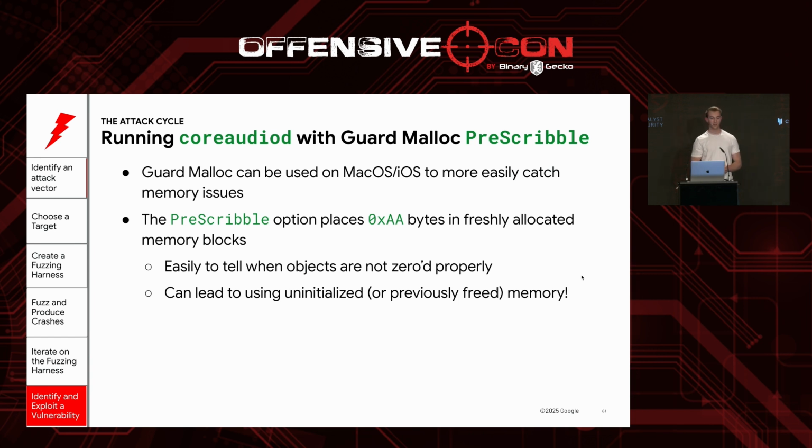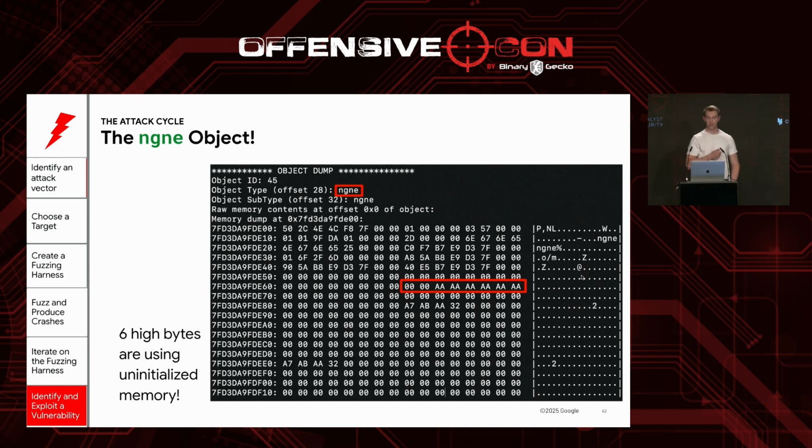So with Yvonne's advice, I ran CoreAudioD with Apple's Guard Malloc, which is a library similar to ASAN that provides some memory debugging functionality. You can set specific options like pre-scribble, which places AA bytes in freshly allocated memory. So you can see when objects are not zeroed properly, and maybe they're making assumptions about the memory that's being used. This can lead to them using uninitialized or previously freed memory, and then you can easily see that. We thought this could be an interesting vector to look at here. So I ran Guard Malloc with this pre-scribble bit set, and immediately this engine object looked really interesting because there were a bunch of A's at offset 68. So I thought, okay, maybe this is using uninitialized memory. Maybe we can get a previous allocation there and use it to point to somewhere we control.